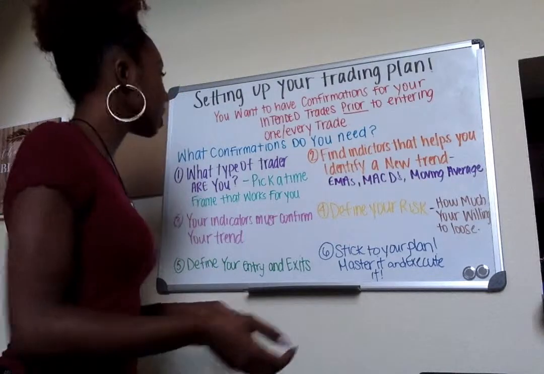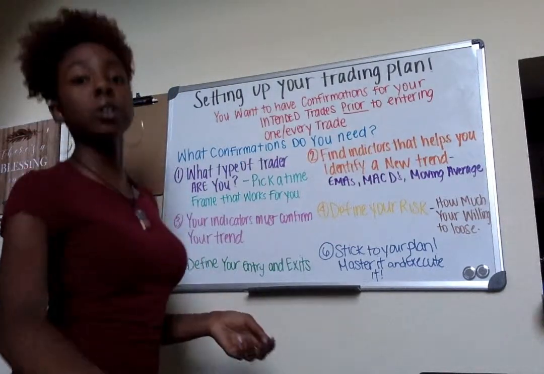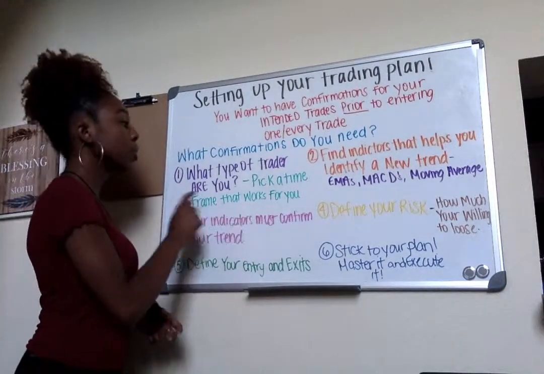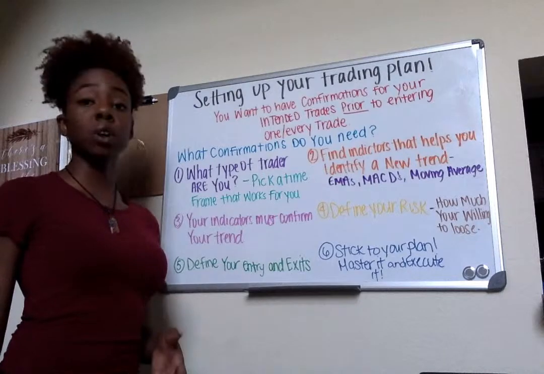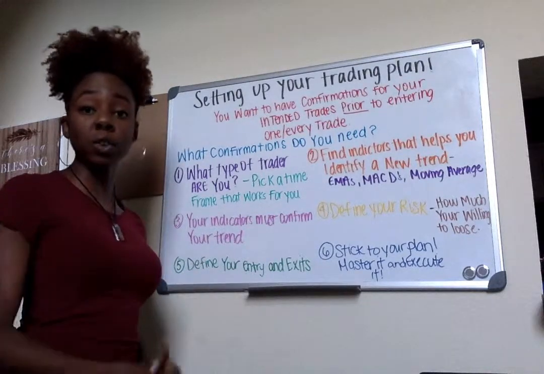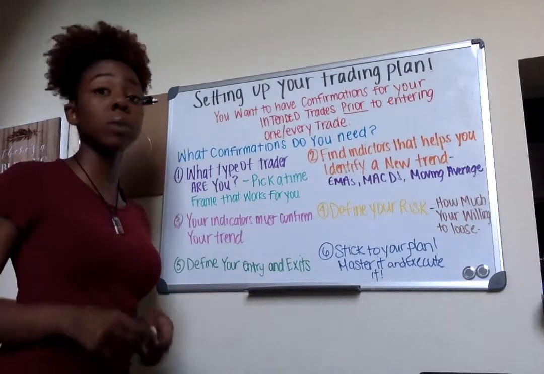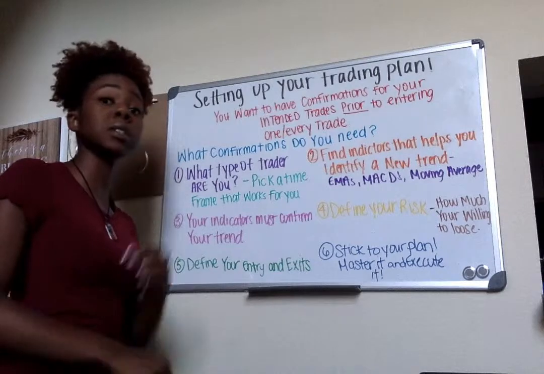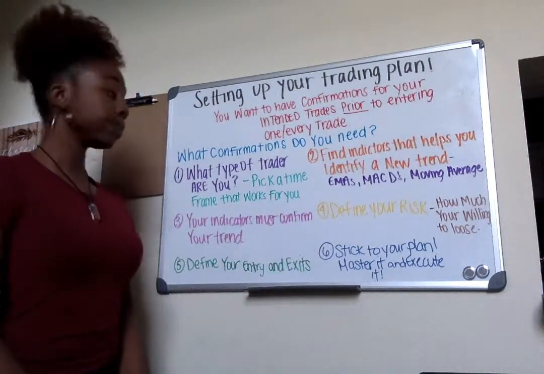So with that being said, the first confirmation is that you need to know what type of trader you are. You need to pick a time frame that works for you in order for you to know what type of chart you're looking at, for you to know what type of trades you're looking at and how often you're going to check it. And if you're able to get to your phone and you don't like the way that it's going, you need to be able to pull out of it with your profits and not catch it at a bad time.